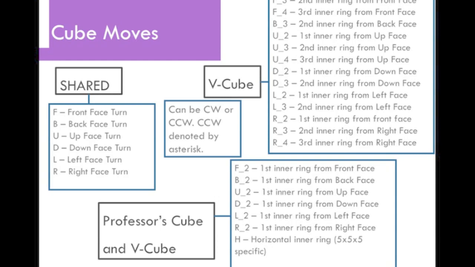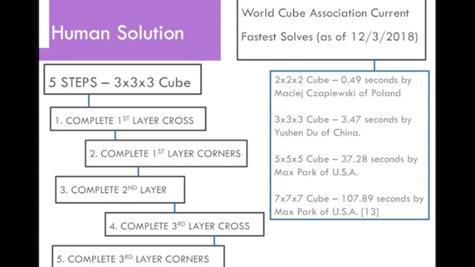Now, particularly to only the V cube, you'll see in the top right-hand corner those moves. The V cube is special because it's 7x7x7. That means there's also a second inner ring, a third inner ring on most of the faces of the cube. Okay, since we've talked enough about how to actually show the moves in a computer program, let's talk a little bit about the human solutions.